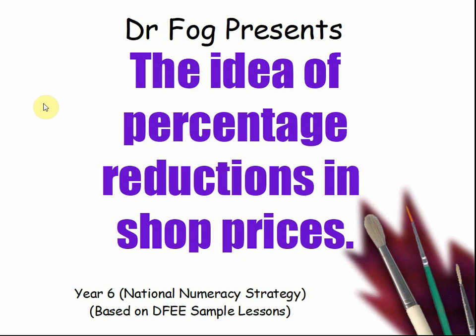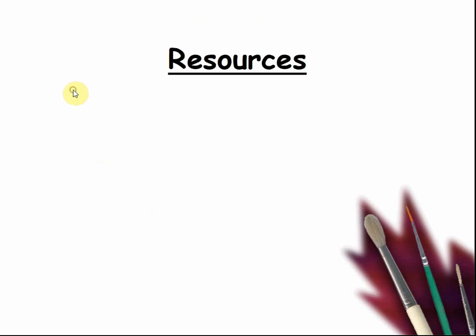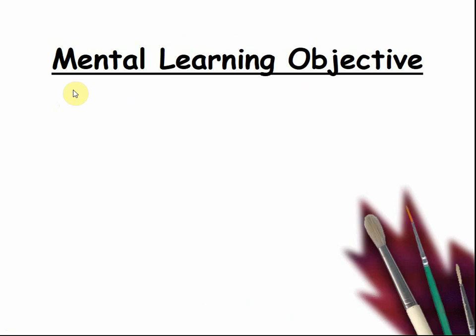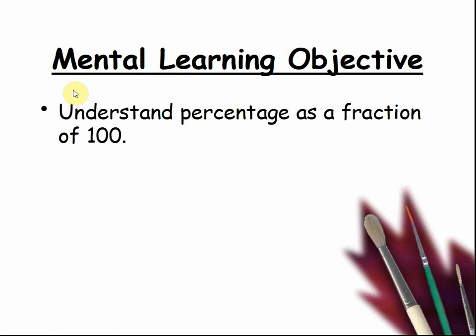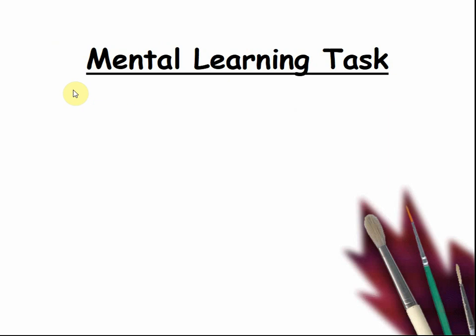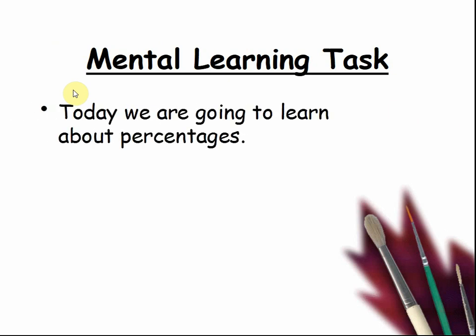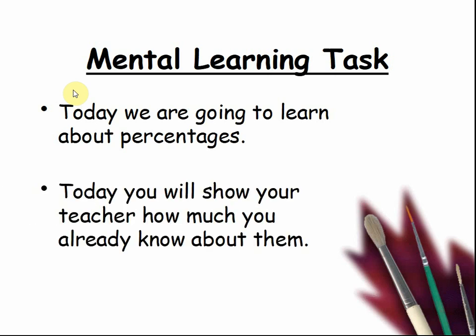Today we're looking at the Year 6 lesson, the idea of percentage reductions in shop prices. Resources, none needed. Mental learning objective: understand percentage as a fraction of 100. Mental learning task. Today we're going to learn about percentages. Today you will show your teacher how much you already know about them.